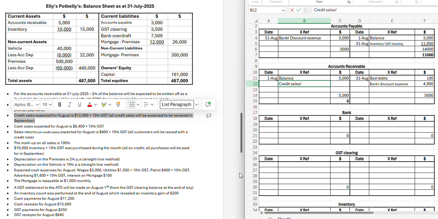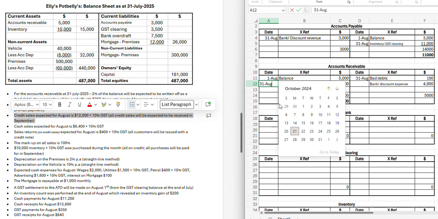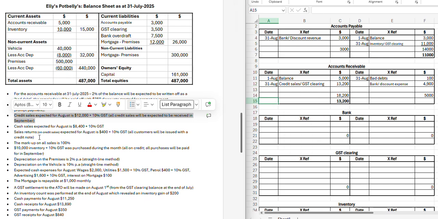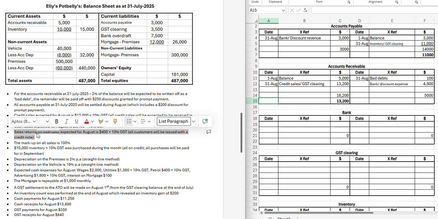12k for the credit sales plus 10% of that for the GST clearing. 12,000 times 1.1 gives us 13,200. Okay. 2 points after that, it references some sales returns.